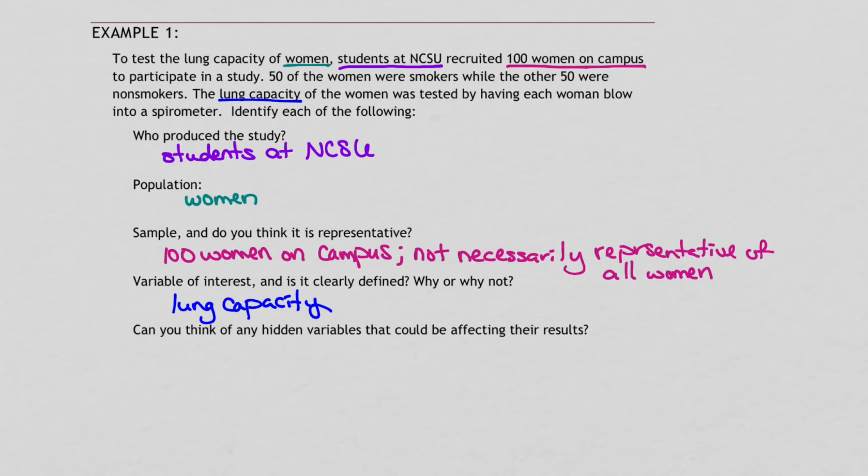Can you think of any hidden variables that could affect the results? So we're comparing smokers to non-smokers here. So what hidden variables could there be? What if there's an underlying lung disease in some of these women? Okay, that would affect their lung capacity other than just smoking. And there could definitely be other things there, too.